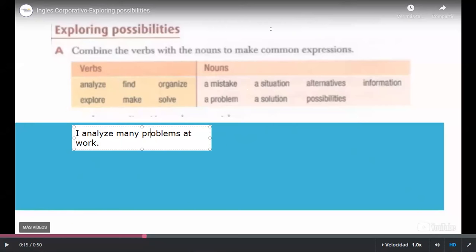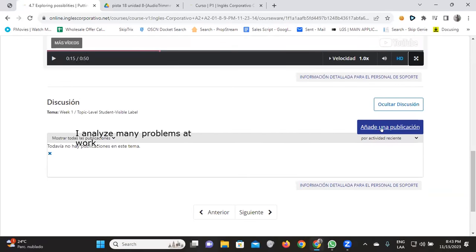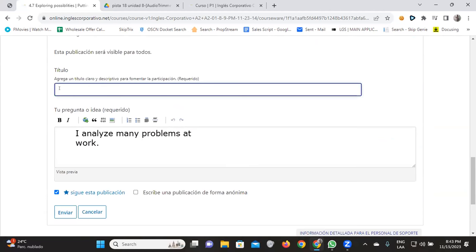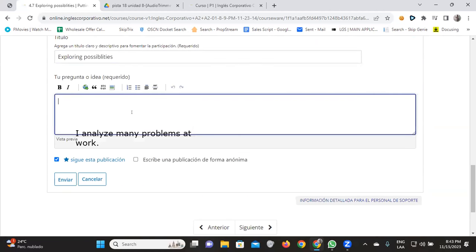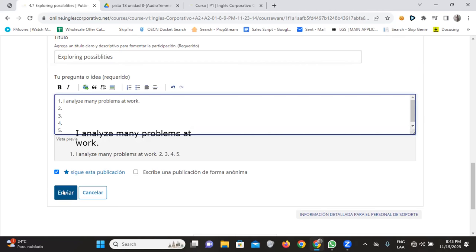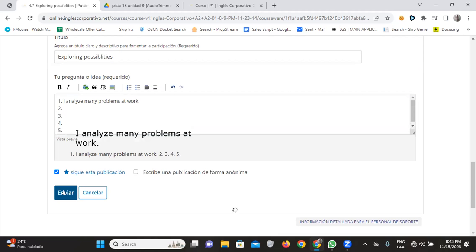And you're going to write your examples at the bottom here in the discussion box. You're going to put the title, exploring possibilities, and here you're going to give me the examples. I analyze many problems at work. All right, you're going to give me at least 5 examples, and then you're going to send them to the discussion box. Do you understand?